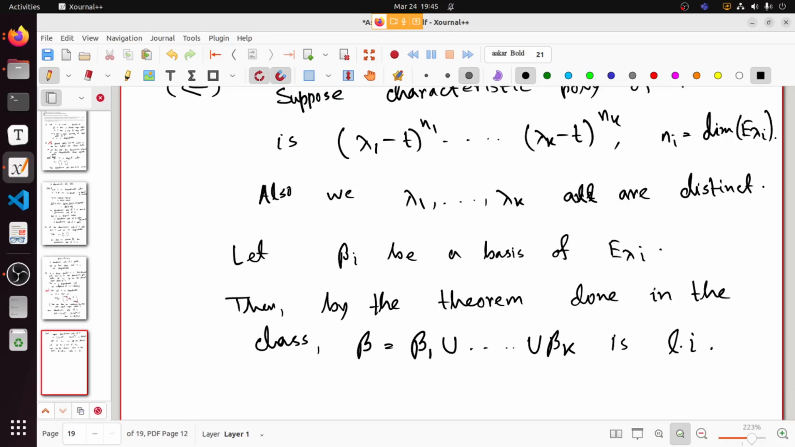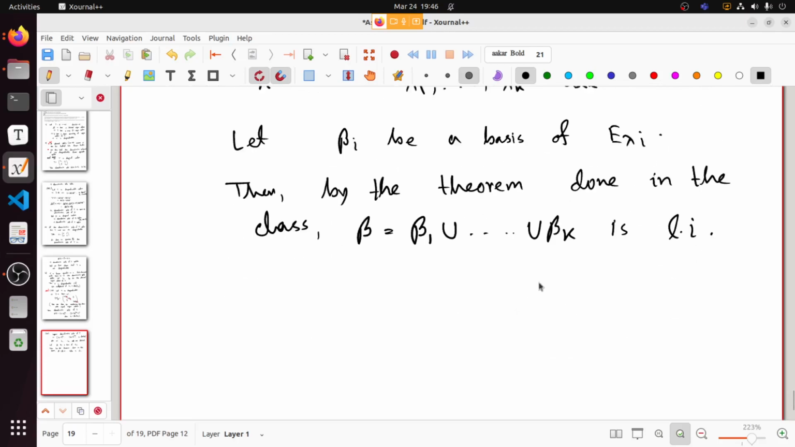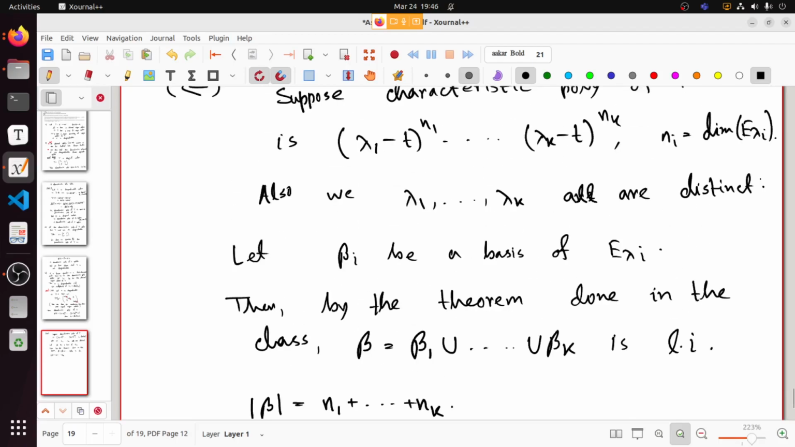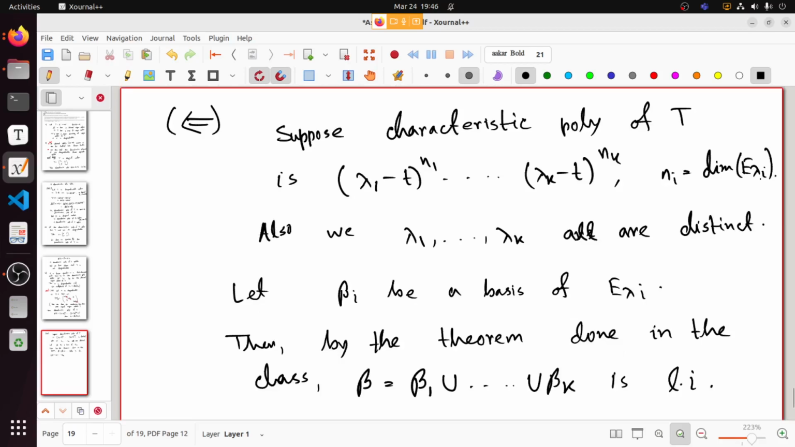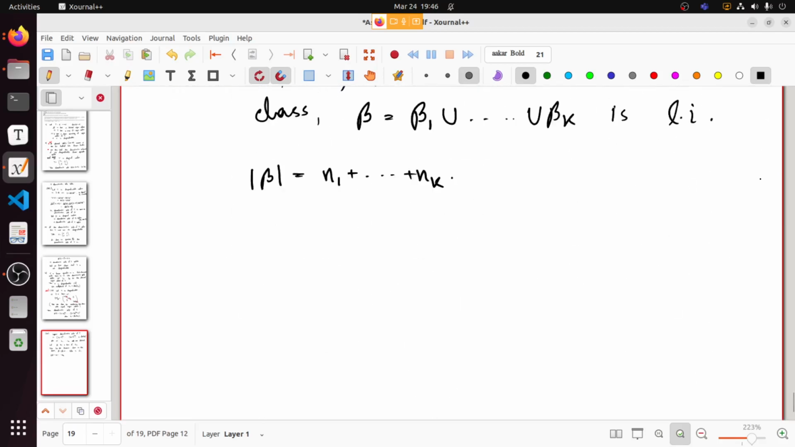This set beta, which is the union of all the basis elements corresponding to different lambdas, will be linearly independent. And what will be the number of elements in beta? If you take the cardinality of beta, beta 1 has cardinality n1, plus dot dot dot nk, right? So beta has cardinality n1 plus up to nk.